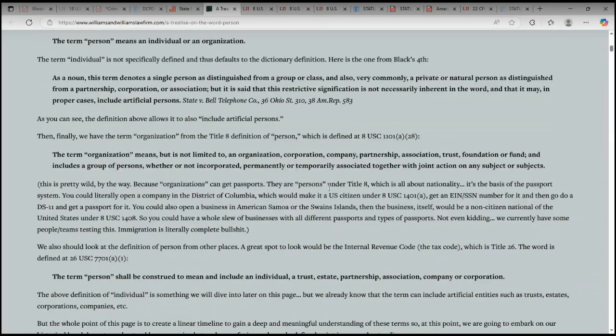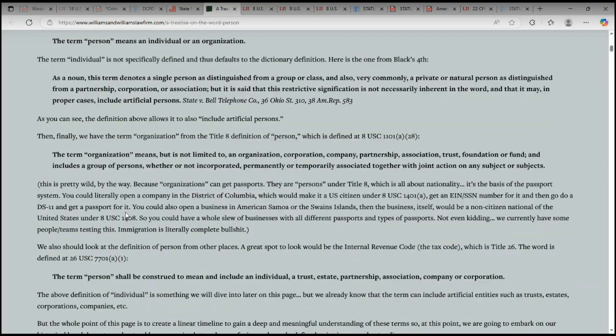They are persons under Title 8, which is all about nationality. Yeah, all about nationality, not about passports. It's the basis for the passport system. But you could literally open a company in the District of Columbia, which would make it a U.S. citizen under 8 U.S.C. 1401, and that's bullshit too. Get an EIN number, and then go do a DS-11 to get a passport for it. 100% incorrect. 100% commingling of definitions to topics that do not apply.